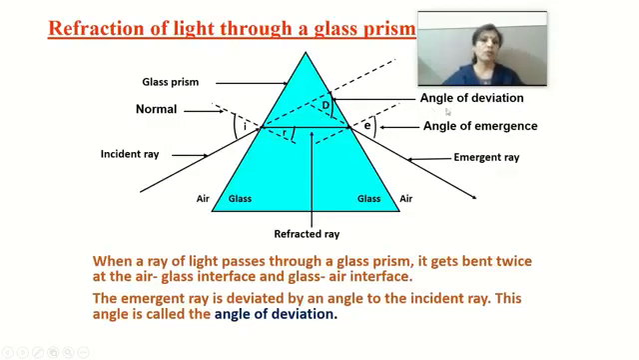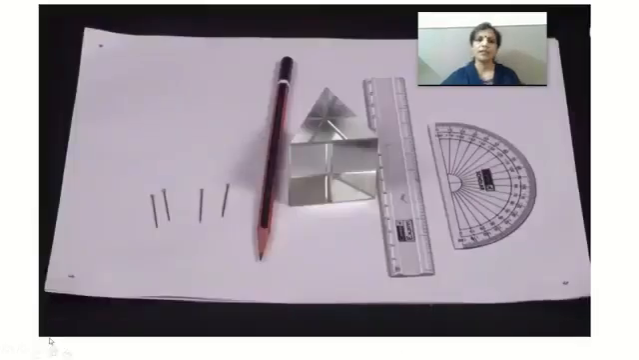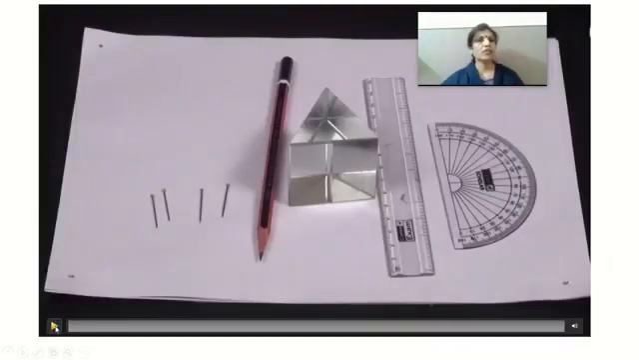Right, children? So I hope you understood how the refraction of light takes place through a glass prism. Now this activity we are going to perform in our physics lab. Let's now understand how we are going to do this activity in the physics lab. Children, to perform the activity of tracing the ray of light through a glass prism, we need a prism, scale, protector, pencil, drawing board, drawing paper and a few pins.